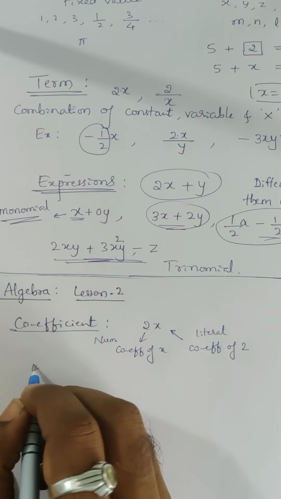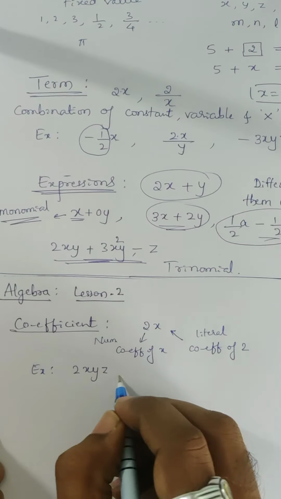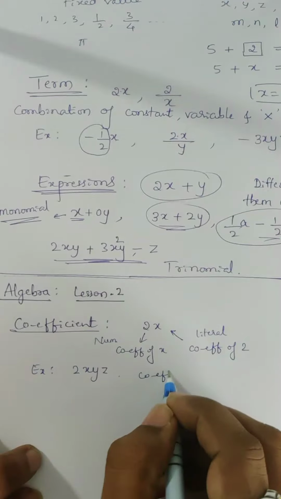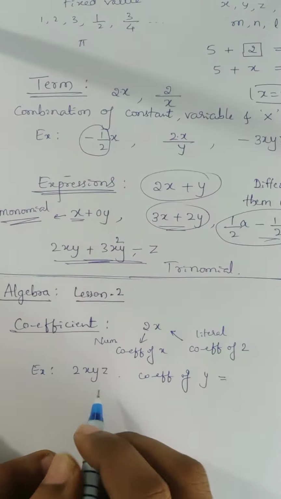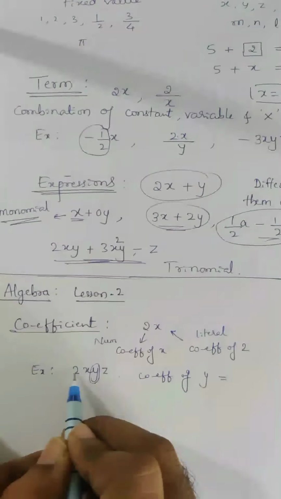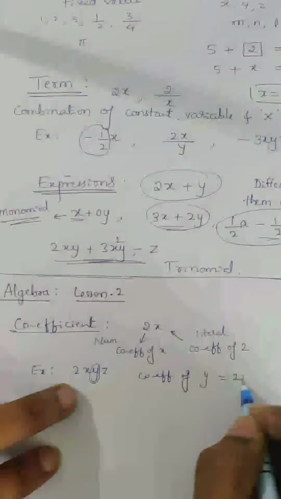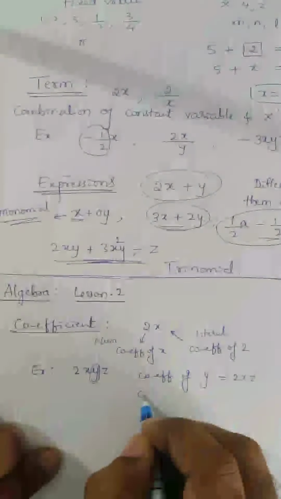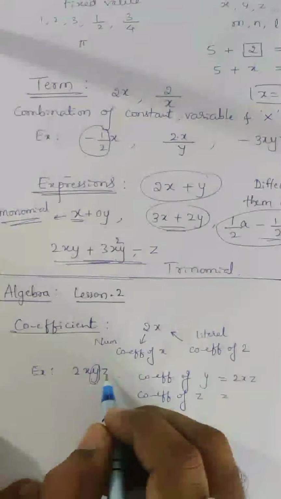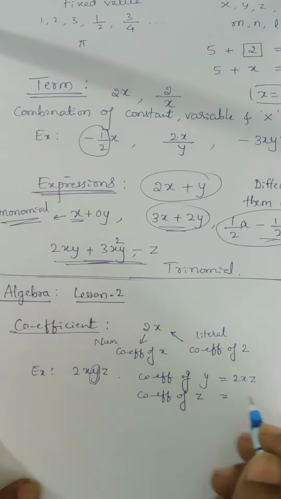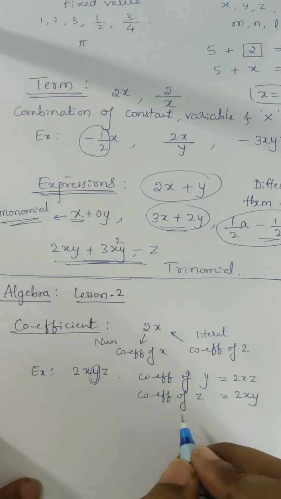Let's take an example, 2xyz. Suppose I ask you to write the coefficient of y, what will you write? Coefficient of y means except y, whoever is there, they are all the coefficients. That means the partners of y, which is 2xz. Suppose I ask you to write the coefficient of z, then who are the partners of z? 2xy. That means this is the coefficient of z.